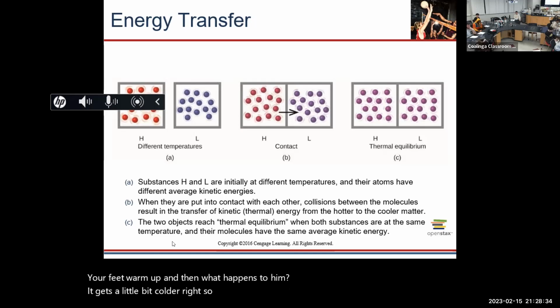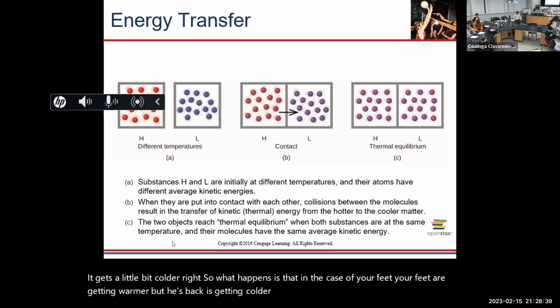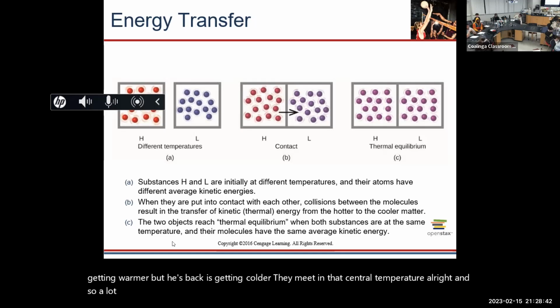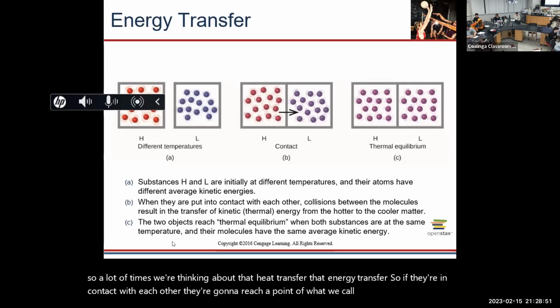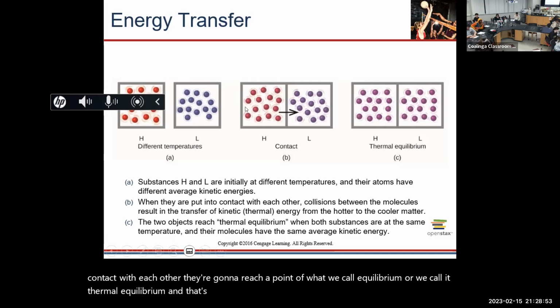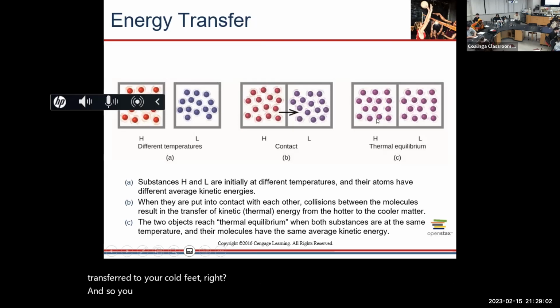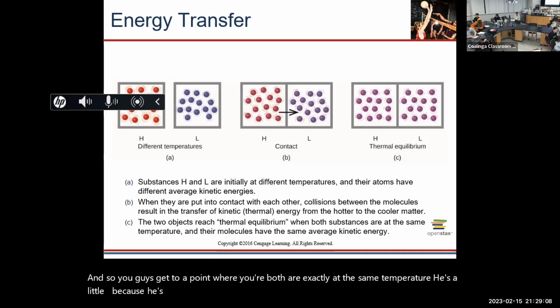So what happens is that your feet are getting warmer, but his back is getting colder. They meet in that central temperature, right? And so a lot of times we're thinking about that heat transfer, that energy transfer. So if they're in contact with each other, they're going to reach a point of what we call equilibrium, or thermal equilibrium. And that's what this is basically showing us, right? So his heat is being transferred to your cold feet, and you get to a point where you're both exactly at the same temperature. He's a little pissed off because he's colder, and you're a lot happier because you're warmer, right? It works out, okay?